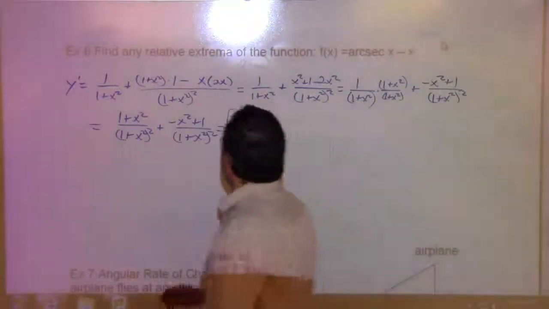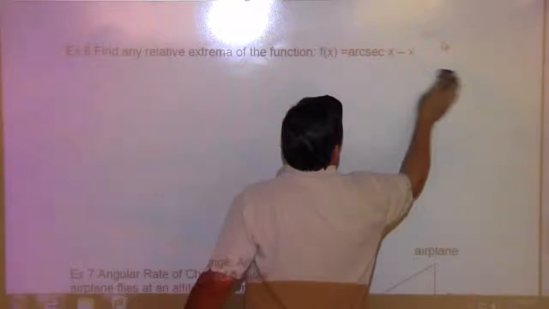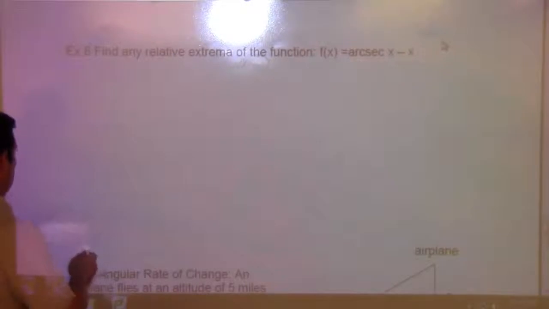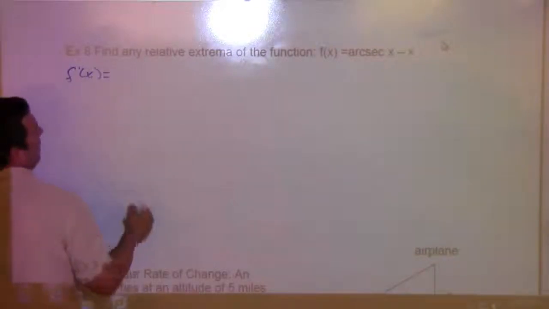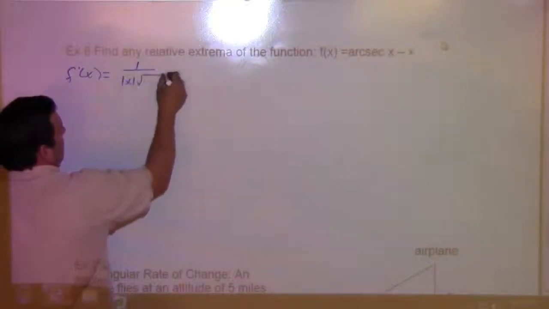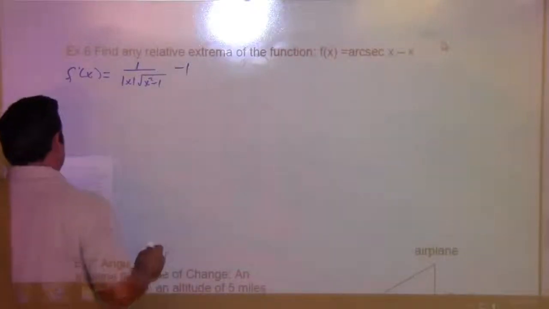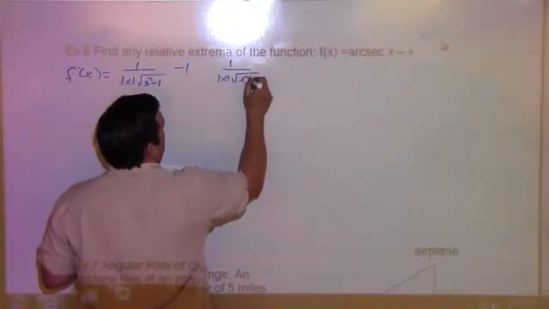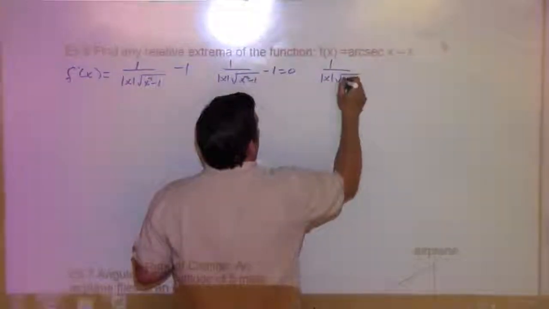This is find any relative extrema of the function f of x equals arcsecant of x minus x. So, f prime of x is going to be, the derivative of arcsecant is going to be 1 over absolute value of x times the square root of x squared minus 1. And we have a minus 1 after that. We're going to set this equal to 0. 1 over the absolute value of x times the square root of x squared minus 1, minus 1 equals 0.